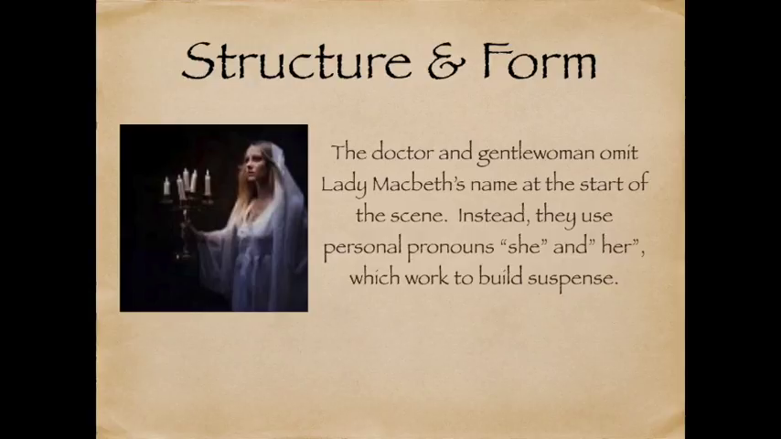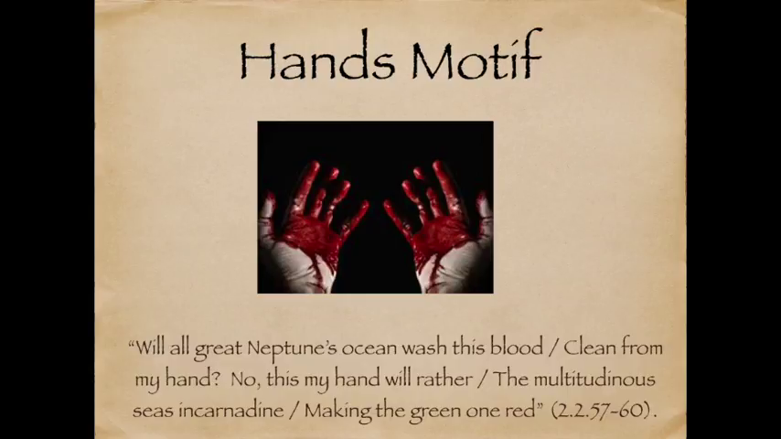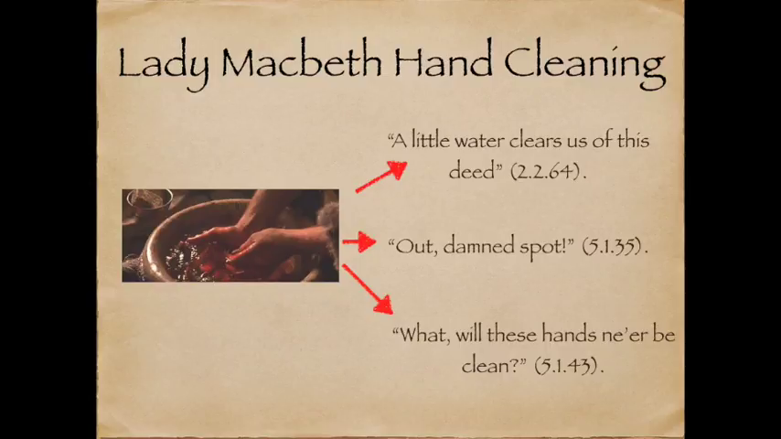When she is asleep, Lady Macbeth's subconscious voices the demons that afflict her mind. In Act 2, Lady Macbeth was contemptuous of Macbeth's guilt about Duncan's murder. During this scene, Shakespeare represents Macbeth's guilt in his hands. "Will all great Neptune's ocean wash this blood clean from my hand? No. This my hand will rather the multitudinous seas incarnadine, making the green one red." Macbeth is saying that he has so much blood on his hands that washing them in the ocean will cause the seas to turn red. Lady Macbeth dismissively tells him, "A little water clears us of this deed."